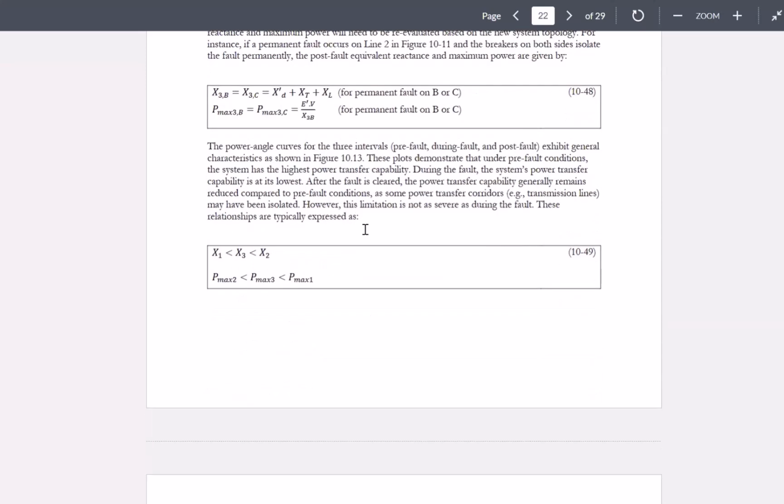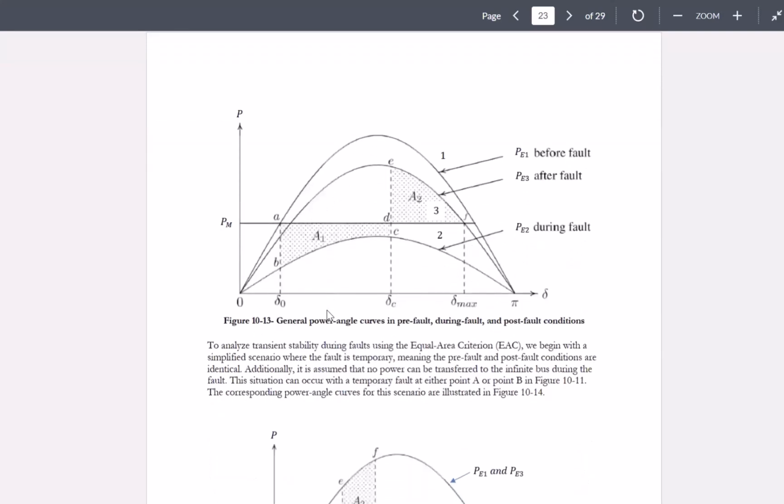In general, X1 would be smaller than X3, which would be smaller than X2, right? And this means that Pmax2 would be smaller than Pmax3, which would be smaller than Pmax1. Now, this is showing that scenario. This biggest peak, PE1, is associated with pre-fault, before the fault. This smallest peak is associated with the during-fault, or PE2. And PE3, which is not as high as PE1, not as low as PE2, would be associated with the after-fault or post-fault conditions.